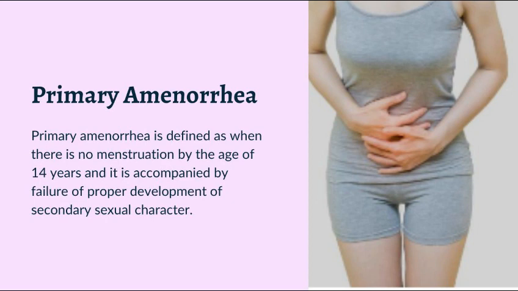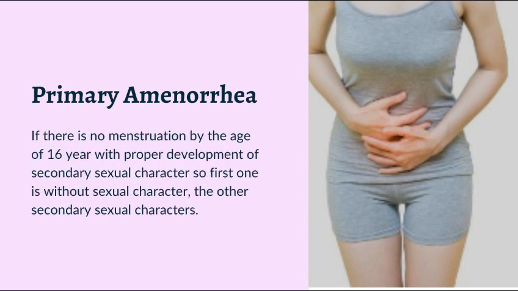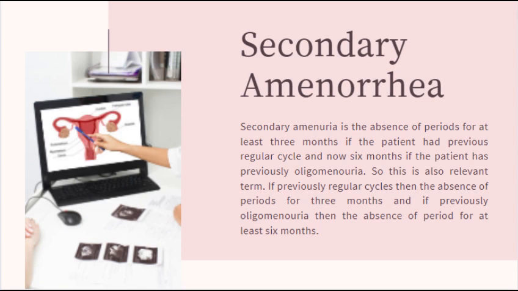And this is one definition, and there is another definition as well which says that if there is no menstruation by the age of 16 years with proper development of secondary sexual characters. So the first one is without secondary sexual characters, and the second one is where other characters are normal, just the menstruation is delayed. So up to 16 years it is acceptable, but at the age of 16 years, we will label it as primary amenorrhea. Then secondary amenorrhea.